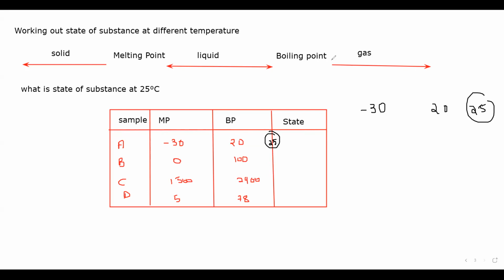Solid, liquid or gas? A substance might be solid, liquid or gas depending on the temperature. If the temperature is more than the boiling point, then it will be a gas. So substance A is actually a gas. So at 25, substance A will be gas. Is it clear to everyone?